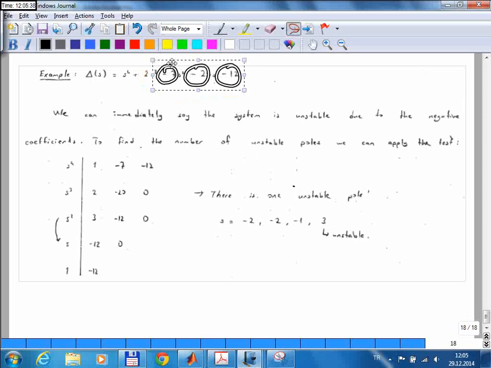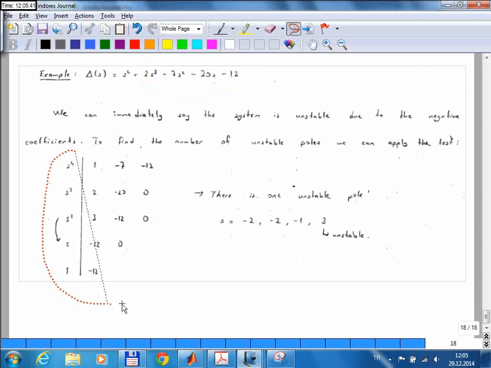And once you do that, you get this array. And if you check the array, there's just one sign change. You start with positive, all numbers are positive. It switches to negative, but the last element is negative as well. So there's just one sign change, which means there must be one negative or unstable pole.